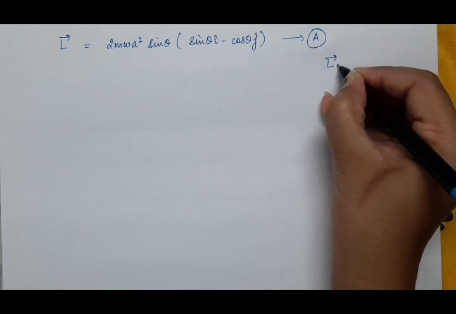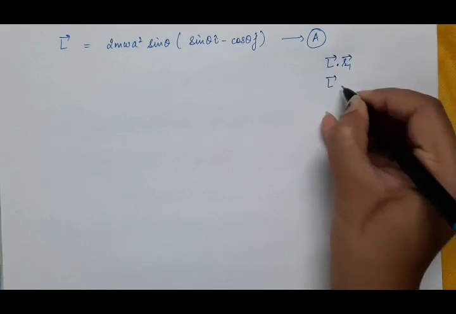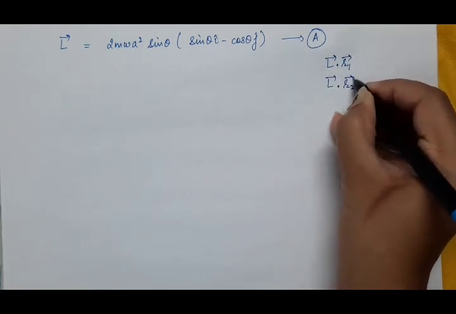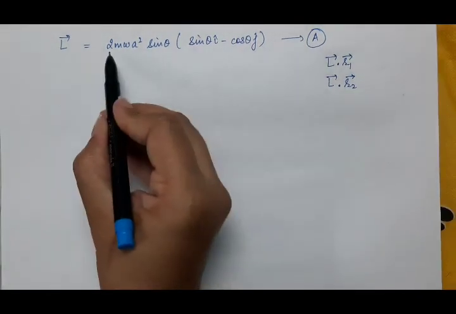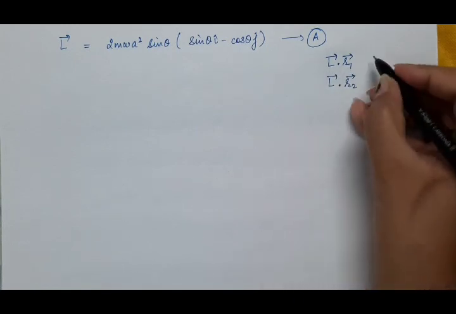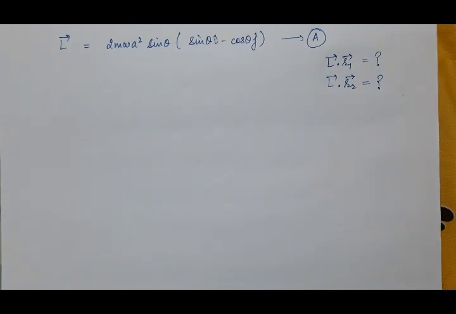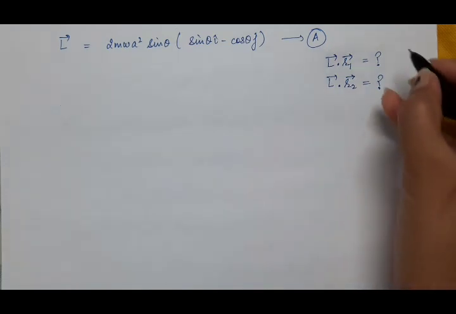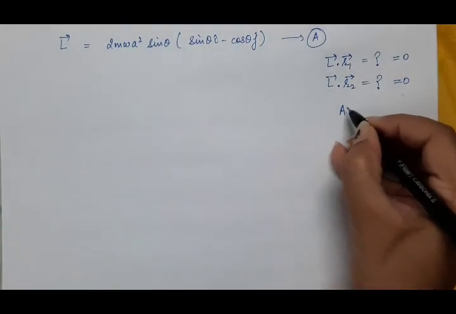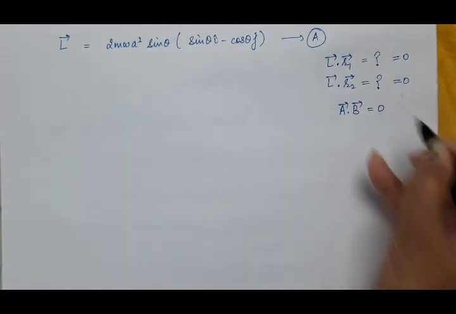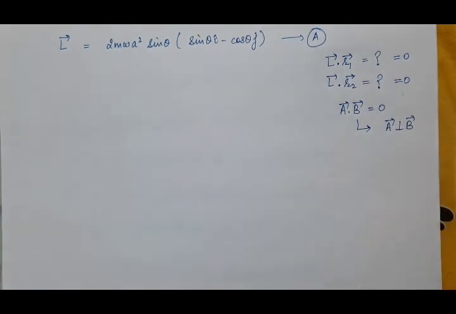the dot product of L vector with R1 vector. Also find the dot product of L vector with R2 vector. We already derived the values for R1 vector and R2 vector, and we have just derived the value for L vector. Find the dot product of these two. So you will see that both of these dot products will come out to be 0. And when the dot product of two vectors comes out to be 0, it tells us that the two vectors are perpendicular to each other.